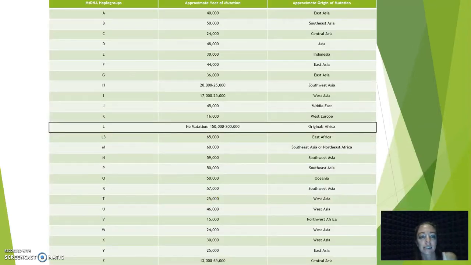So this is a table, very similar to the Y-DNA one, of all the haplogroups, the year, and then the origin. And you can see haplogroup L, which is the original, the mitochondrial Eve, happened about 150 to 200,000 years ago and originated also in Africa.